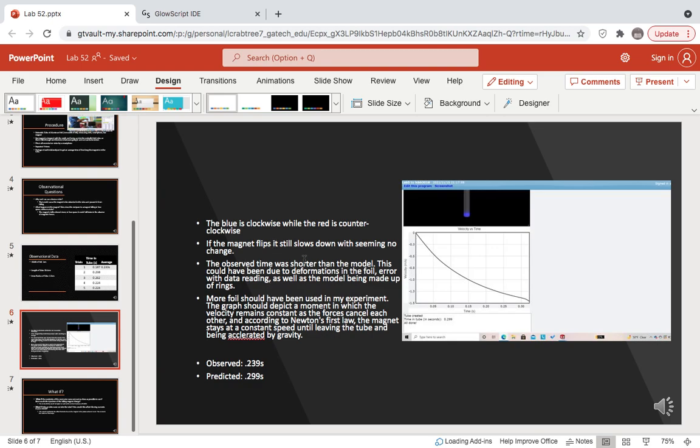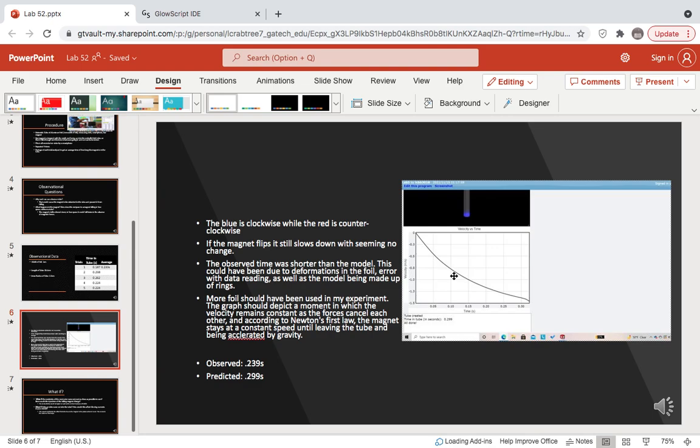The observed time was shorter than the model, and this could have been due to deformations in the foil, error of data reading, as well as the model being made up of rings. And as you can see with the way the graph is shown, this shows some error in my experiment, because there should be a moment in which the velocity is clearly constant for a bit, and that's the time in which it's through the tube.